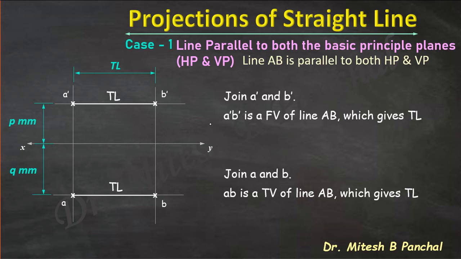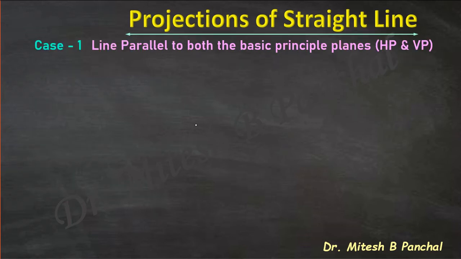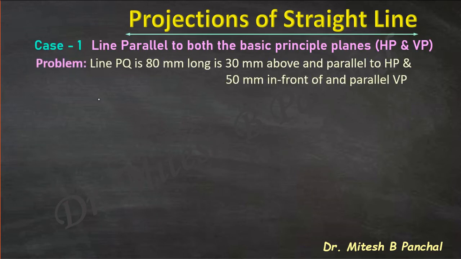Now we will consider one small problem for understanding. The problem is like this. Line PQ is 80 mm long, is 30 mm above and parallel to HP, and 50 mm in front of and parallel to VP. Here line PQ is considered in the first quadrant. So we will solve it in a similar way to what we solved in the previous example.